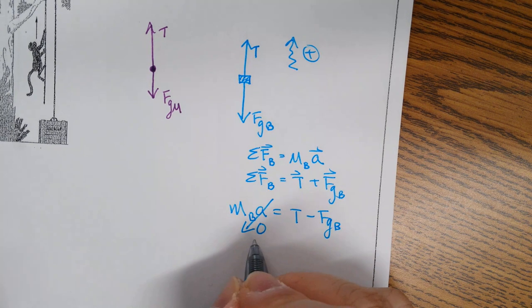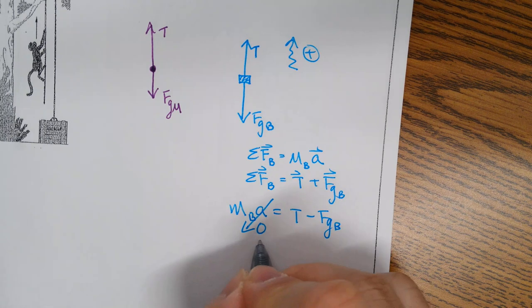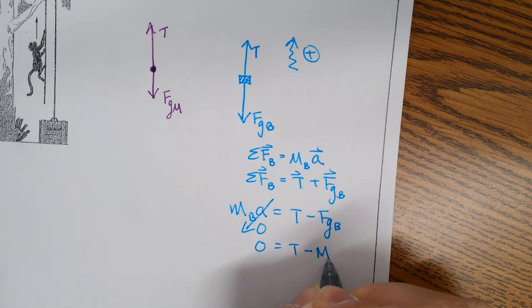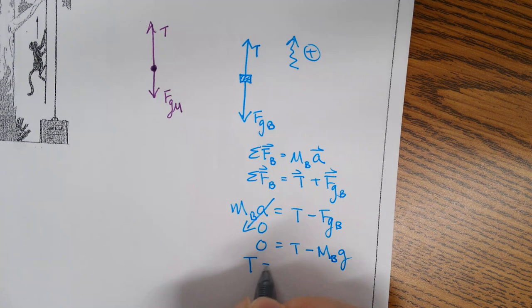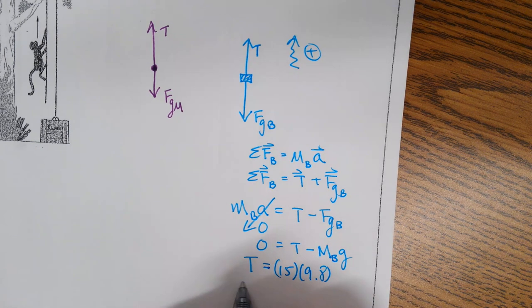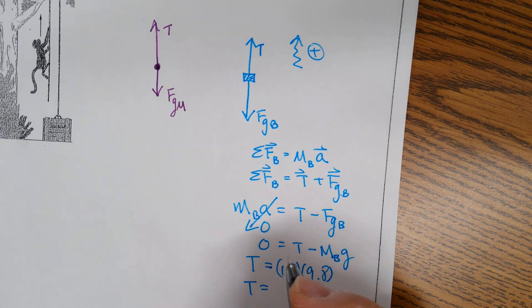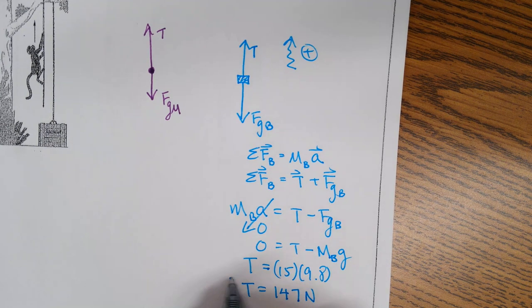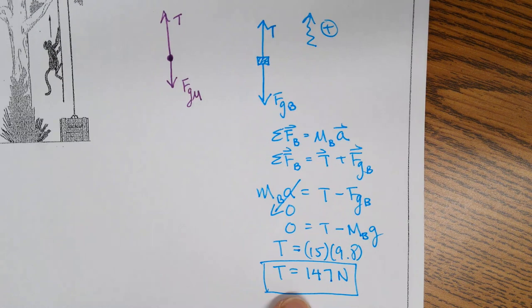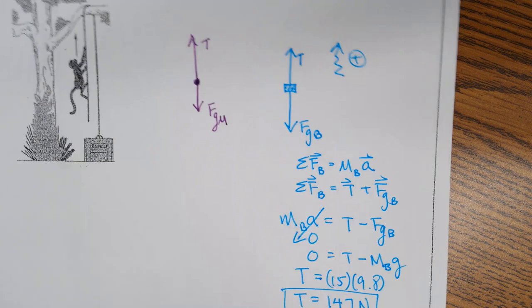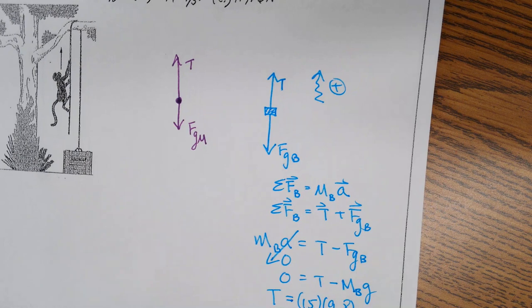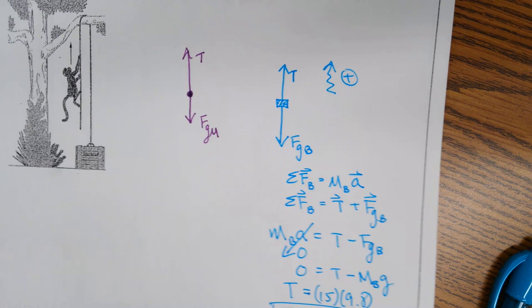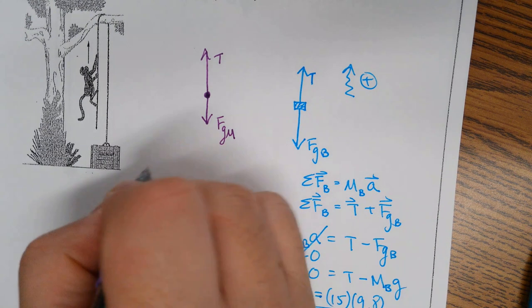Now, here, zero is equal to tension minus M box g. So tension is equal to 15 times 9.8. So what's my tension? I think I get something like 147 newtons. So the monkey has to create 147 newtons of tension by accelerating upwards. So now let's take a look at what's going on with the monkey here.